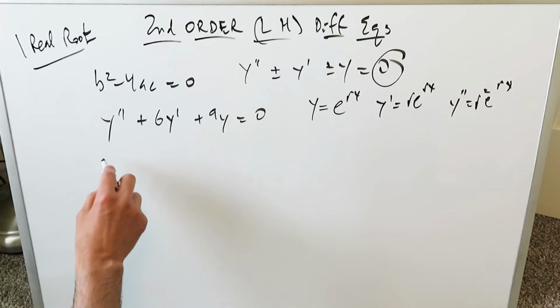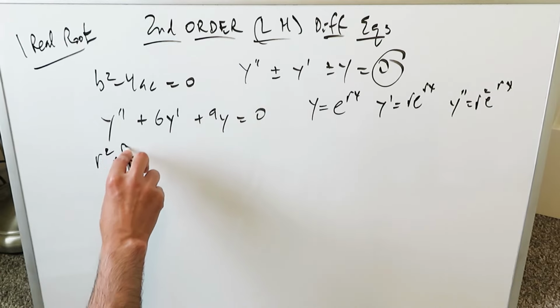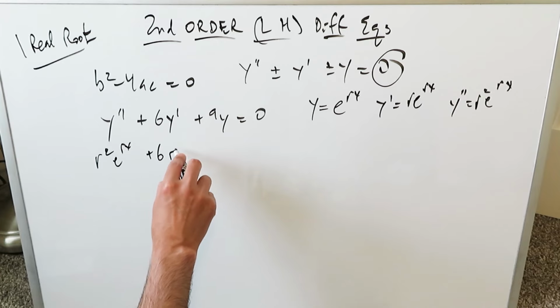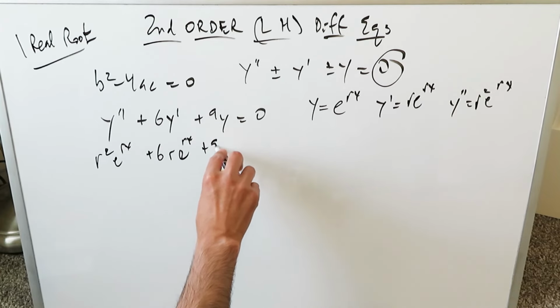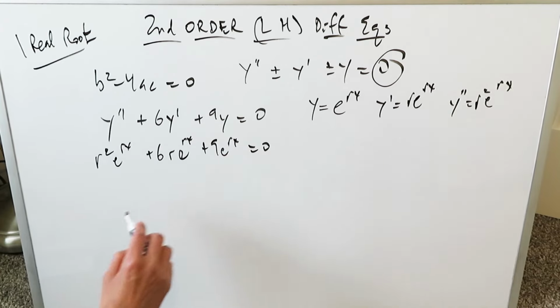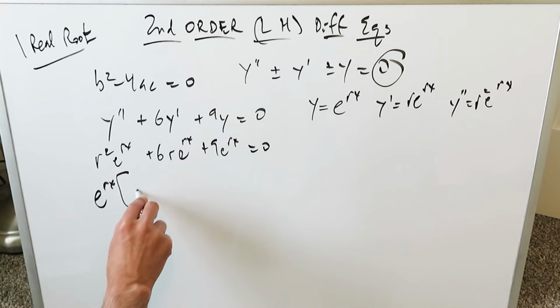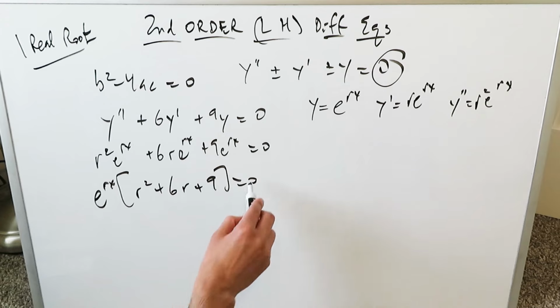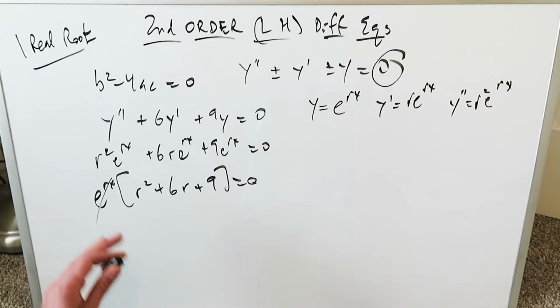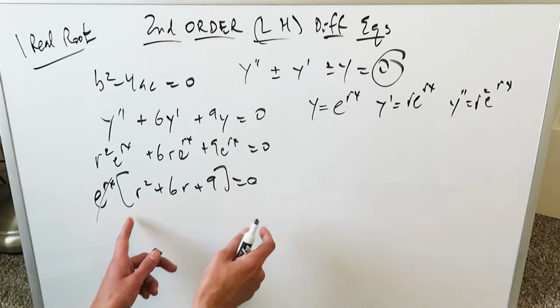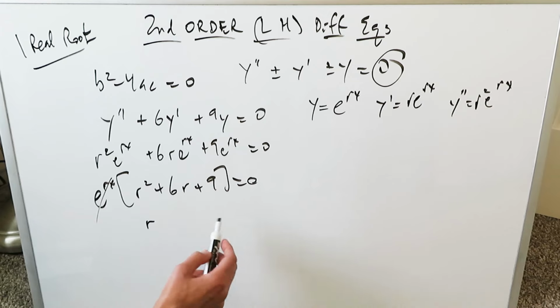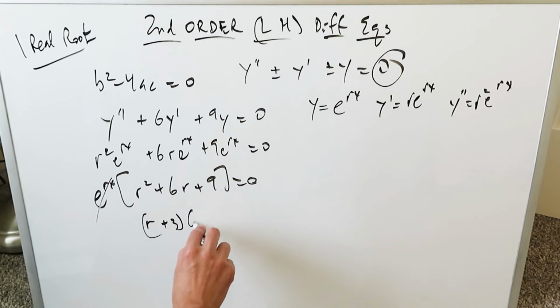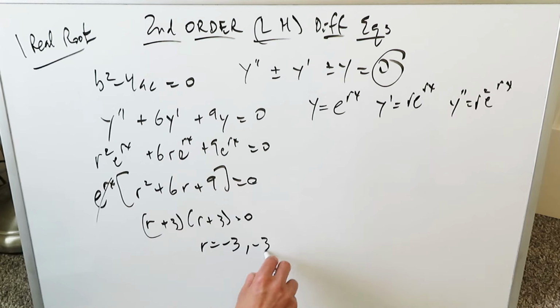You bring in these substitutions, you're looking at r squared e to the rx plus 6r e to the rx plus 9 e to the rx is equal to 0. You isolate your e to the rx, and you're looking here at r squared plus 6r plus 9 equals 0. I've shown you that you can just eliminate the exponential, and there's nothing wrong with doing that, and you would factor this out. When you do it, what are you getting here? You're getting r plus 3 times r plus 3 equals 0. So r is equal to minus 3 and minus 3.